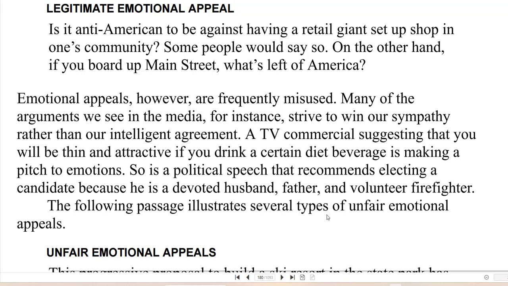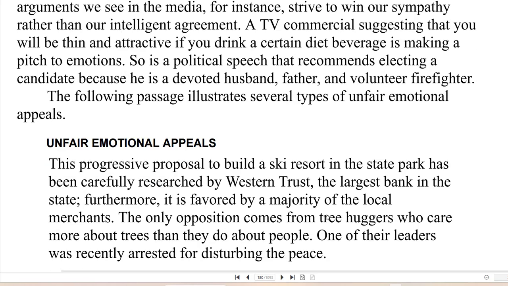Emotional appeals are frequently misused. Many of the arguments we see in the media, for instance, strive to win our sympathy rather than our intelligent agreement. A TV commercial suggesting that you will be thin and attractive if you drink a certain beverage is making a pitch to emotions. So is a political speech that recommends electing a candidate because he is a devoted husband, father, and volunteer firefighter.